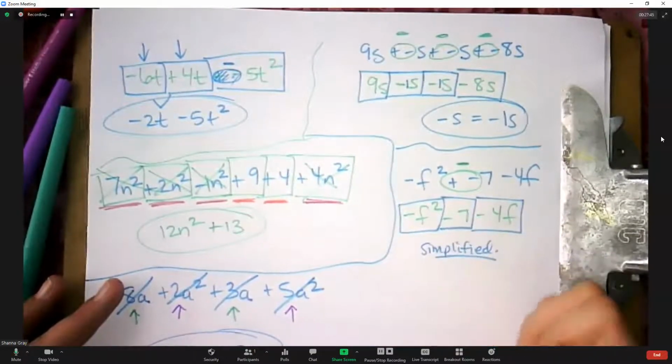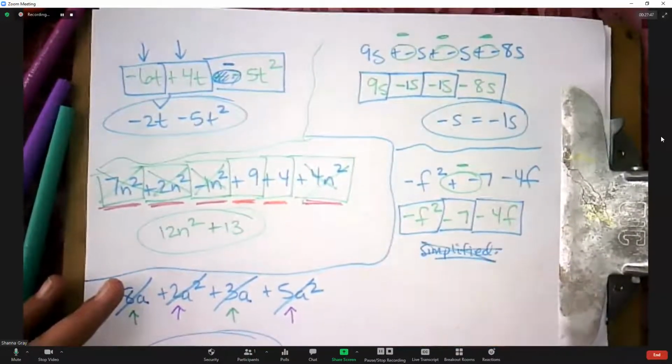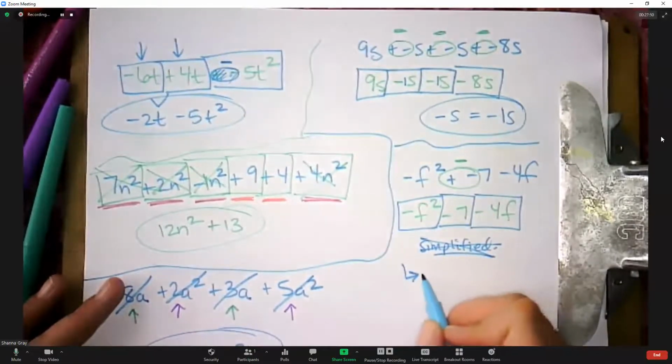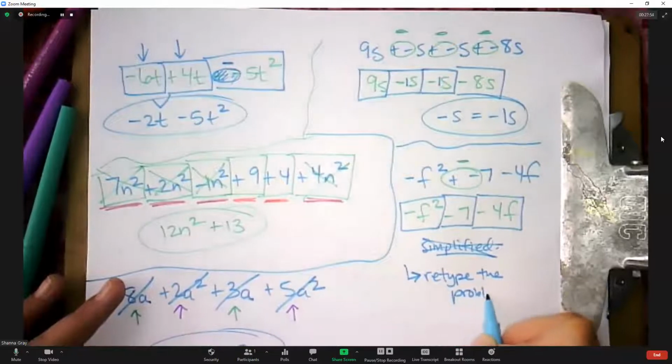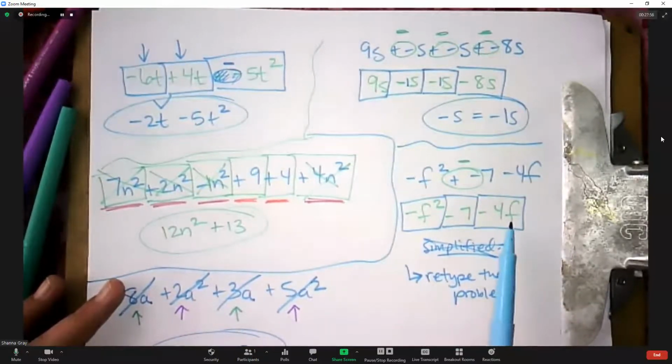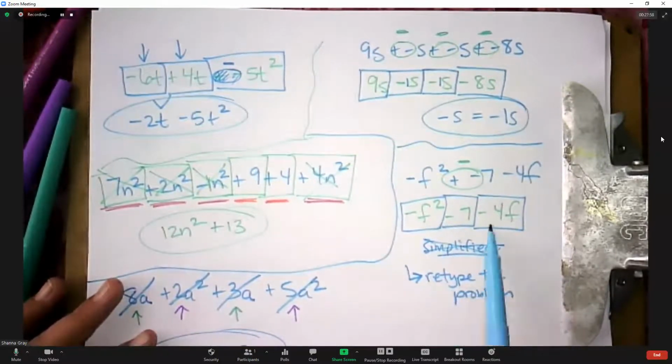This could be one answer. But on IXL, they're not going to want you to write simplified. Just retype the problem. Basically, just type this back in. This is as simple as it can be.